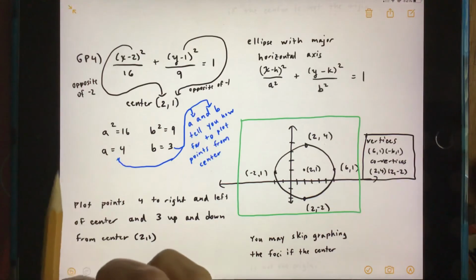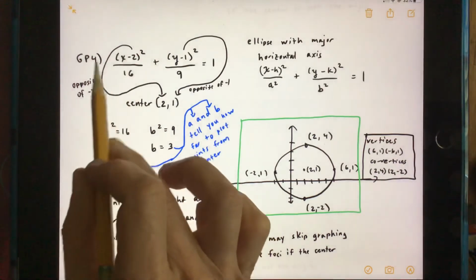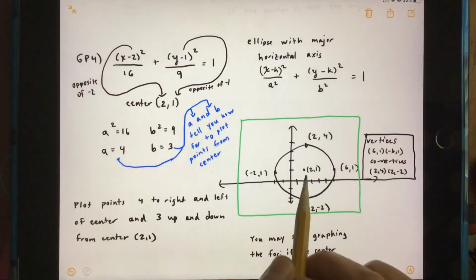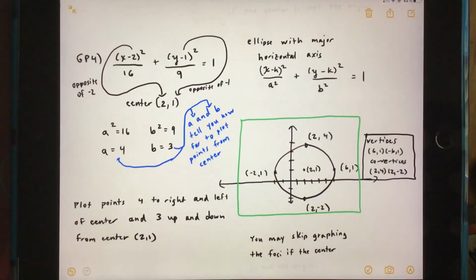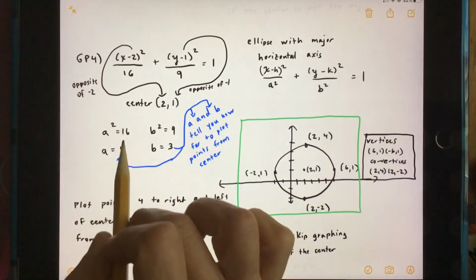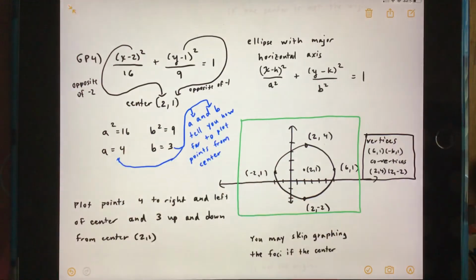Okay, so let's get our center of our ellipse. The opposite of -2 is 2, the opposite of -1 is 1, so there's our center, and I've already put it on my graph here. And then we're going to find out our a and our b, so we're going to pull the 16 off for our a squared and the 9 off for our b squared. That means a is 4, b is 3.